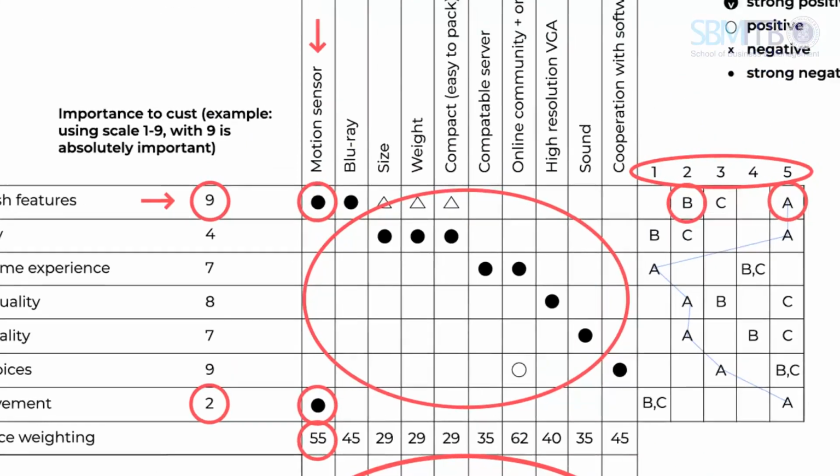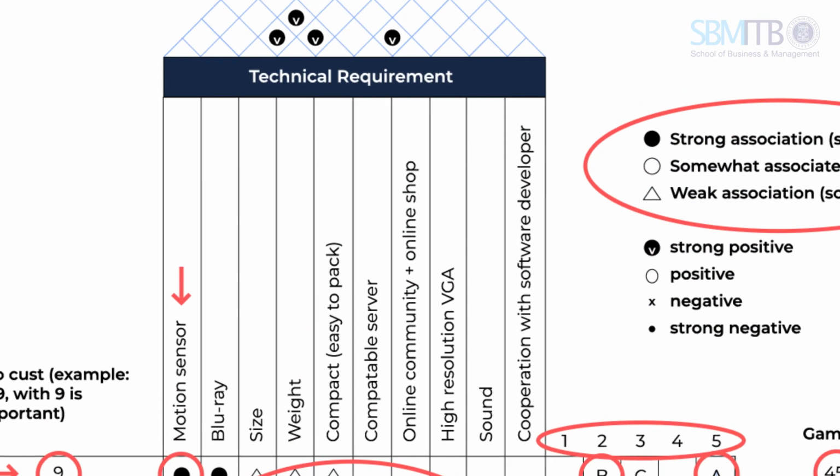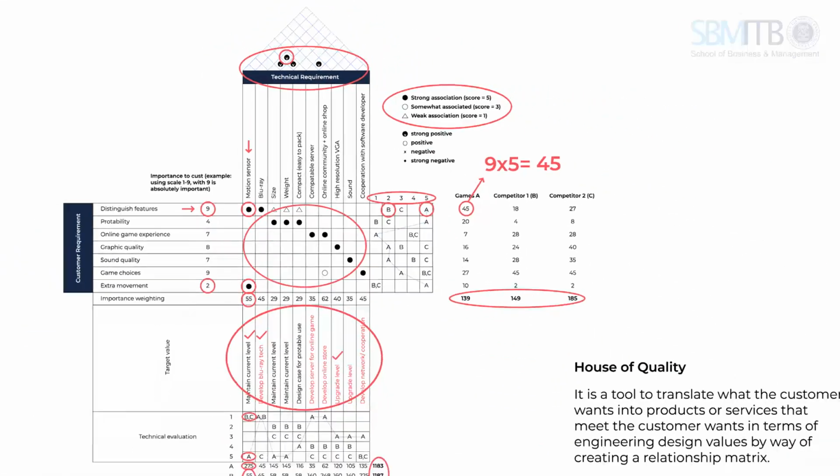Last step is creating the relations matrix among the technical requirements, which is in the rooftop. And this figure shows that between size and also compact, it has strong positive relationship.